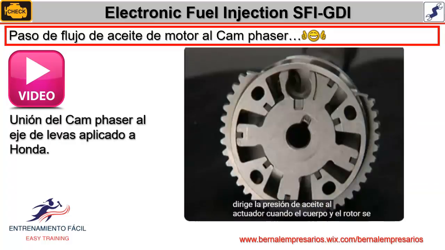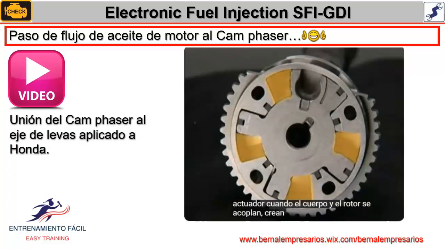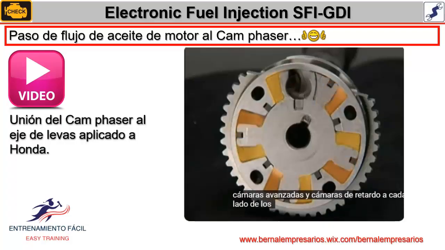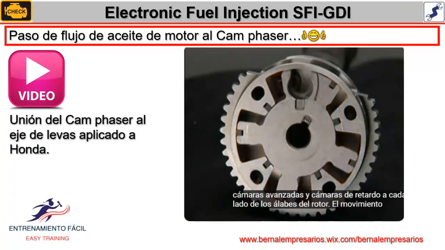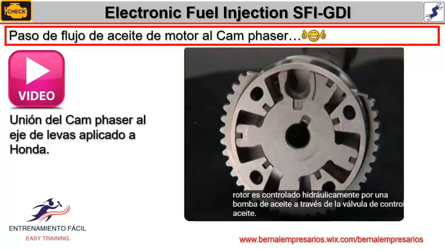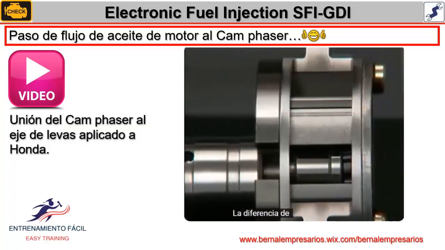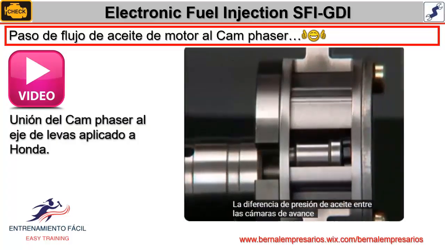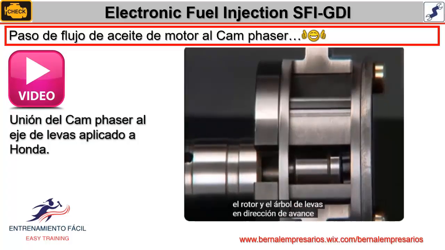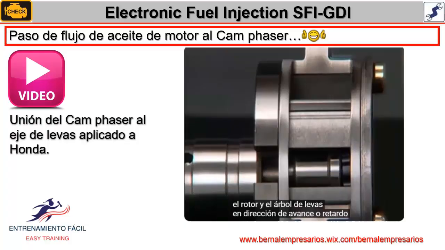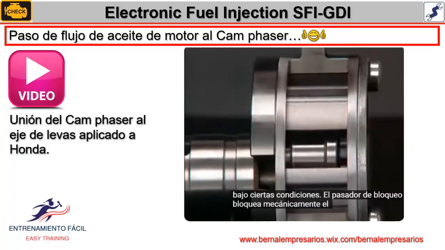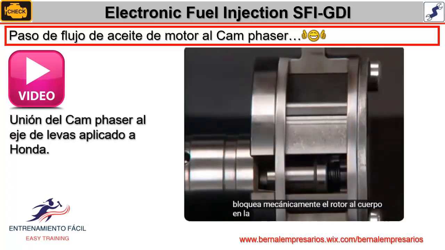When the body and rotor are mated together, they create advanced chambers and retard chambers on either side of the rotor vanes. The movement of the rotor is hydraulically controlled by oil pumped through the oil control valve. The difference in oil pressure between the advance and retard chambers turns the rotor and rotates the camshaft in either the advance or retard direction. Under certain conditions, the lock pin mechanically locks the rotor to the body in the fully retarded position.